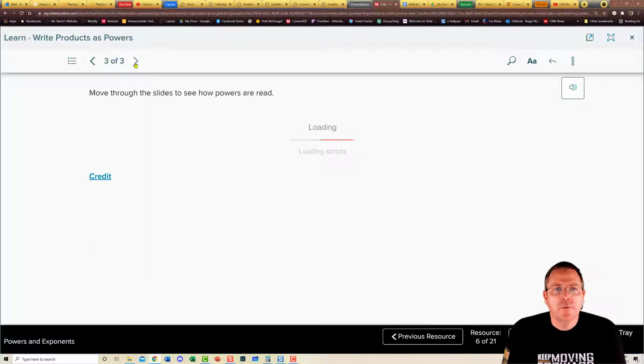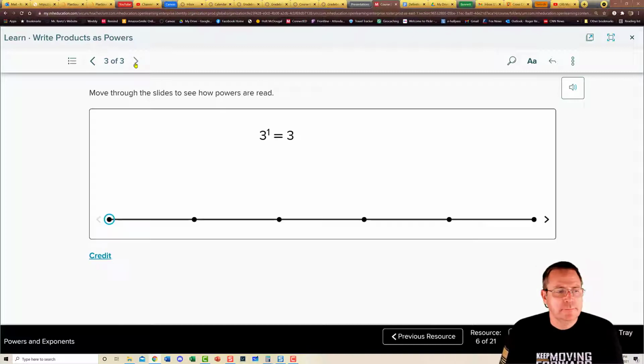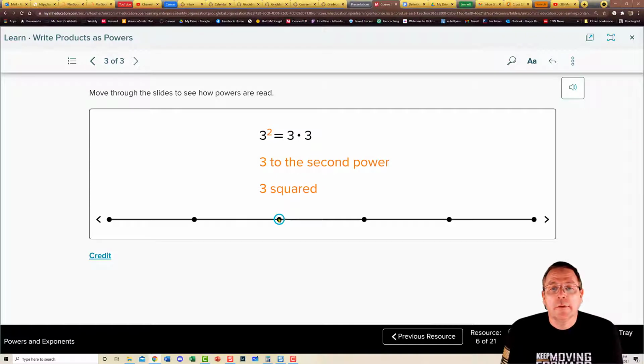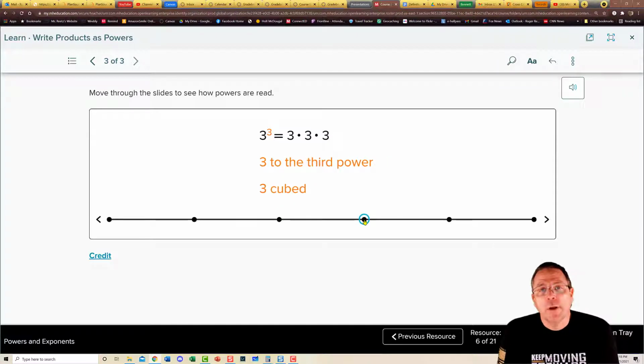Now we're going to move through some slides to see how powers are actually going to be read. 3 to the first power is just going to end up being 3. 3 to the second power, where you're using 2 3's, we call it 3 squared. 3 to the third power, where you're multiplying 3 3's, is going to be 3 cubed.